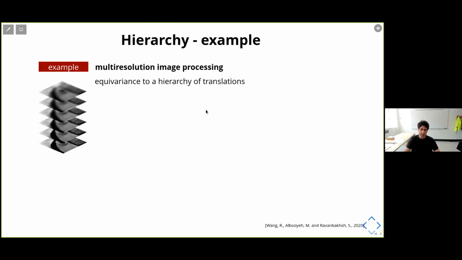So we'll see what it does if you look at multi-resolution image processing. If you apply this type of layer, you can assume that you have image patches. Then you want independent translation symmetry within the patches, and you also want translation symmetry of the patches themselves.